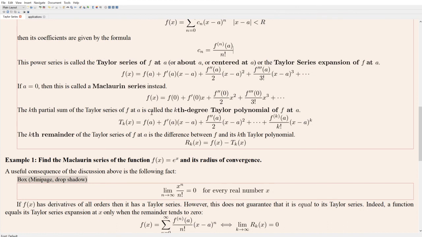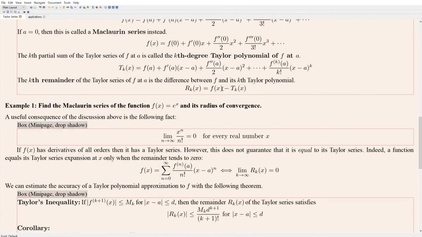So if we just take a partial sum of the Taylor series, we get what's called the Taylor polynomial. That's what we get if we just stop the series at some point. And then the kth remainder is the difference between the Taylor polynomial and the actual function, the function being represented.